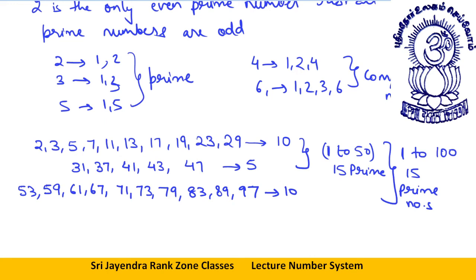From 1 to 50, there are 15 prime numbers. And from 1 to 30, we have 10 prime numbers. I hope that part is clear. Okay. Now let's move to the next part.